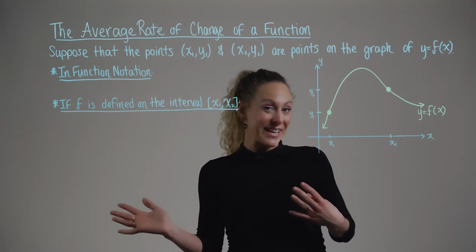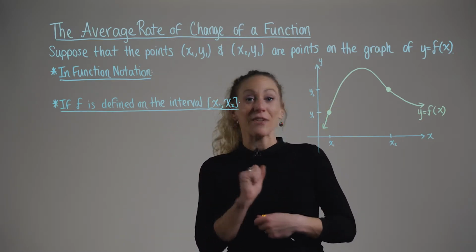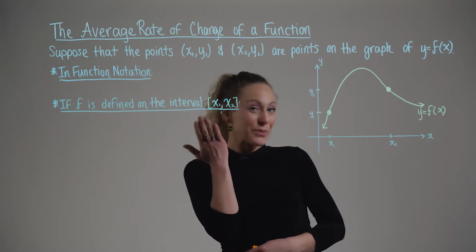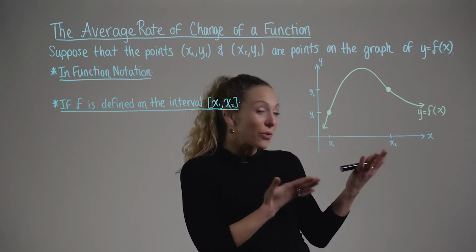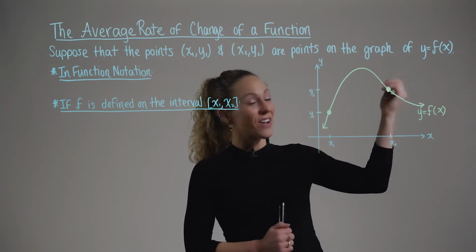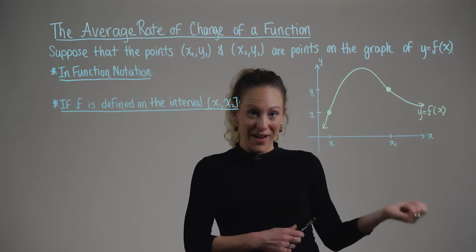Now, to begin, let's suppose that we have two ordered pairs, x sub 1, y sub 1, and x sub 2, y sub 2, on the graph of such a nonlinear function. And we'll define this nonlinear function as y equals f of x.